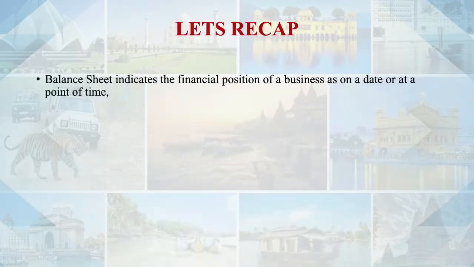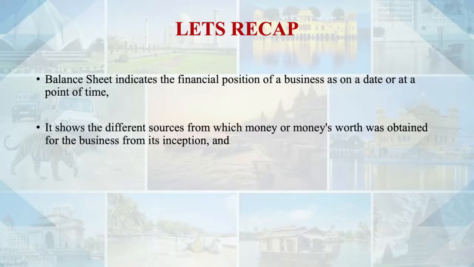Now, the balance sheet indicates the financial position as on a date or a particular point. So at the end of a financial year, it shows the financial position. It shows different resources from which money or money's worth was obtained by the business from its inception. That is, it shows the sources of fund and the uses of fund. So sources of fund can be in the form of assets. What are the various assets the company is going to have and what are the various liabilities?